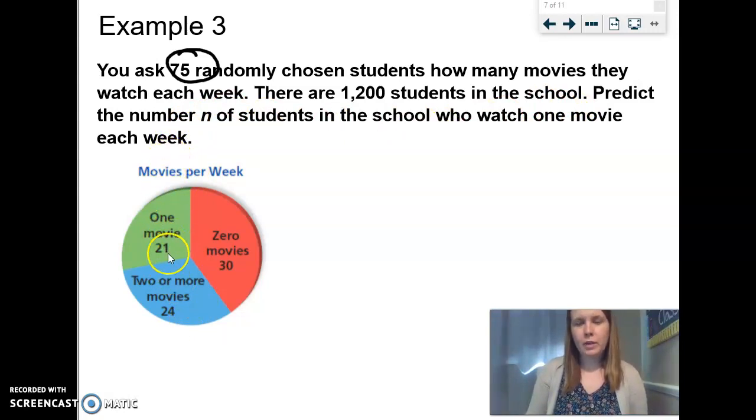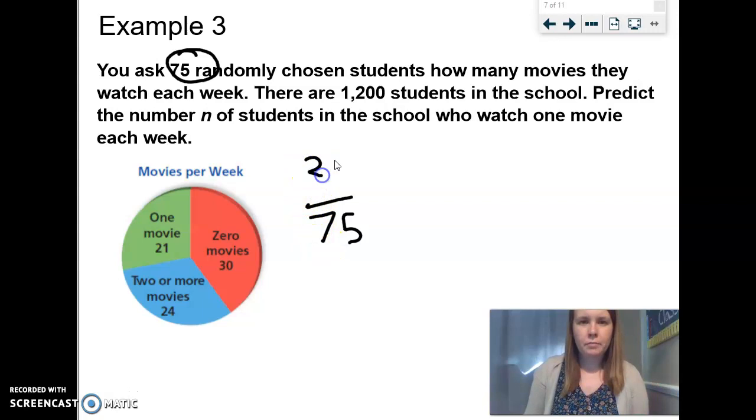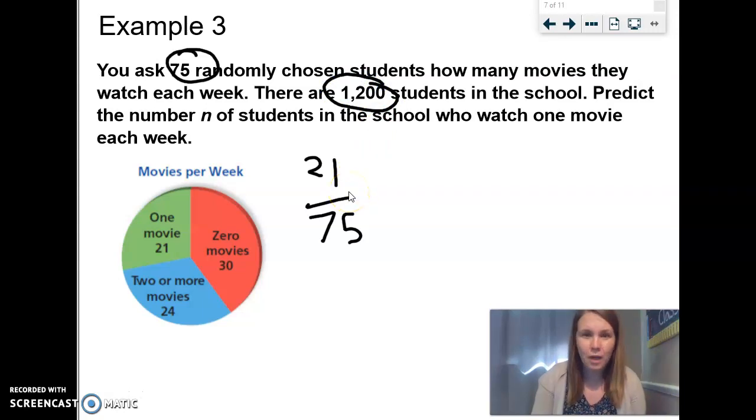So my one movie here is 21. Let's use the sample that we created. We asked 75 people, so the 75 would be on the bottom. The experiment that we got was 21. Okay, 21 out of the 75 said they watch one movie. If I want to figure out how this would translate to the amount of students if I had 1,200 students, I don't want to ask all of them. That's going to take so long.